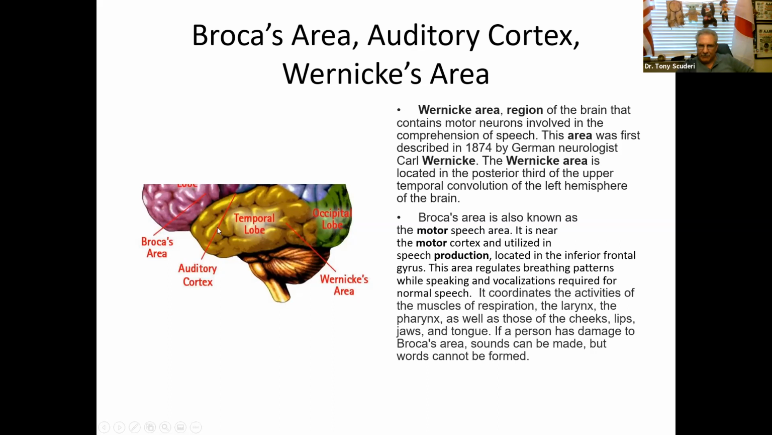So as we look at the temporal lobe, we see the posterior frontal gyrus and the inferior gyrus, frontal gyrus, and this is where Wernicke's area is located. All right, the back part, the posterior part. So it regulates breathing patterns while we speak. Vocalization, which is required for normal speech, is found in this area. It coordinates activities of the muscles of respiration.